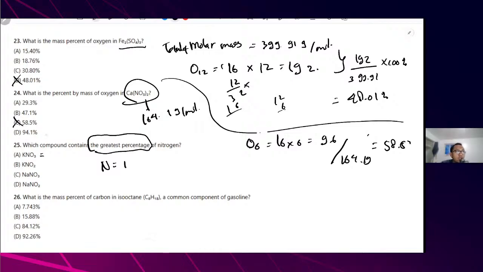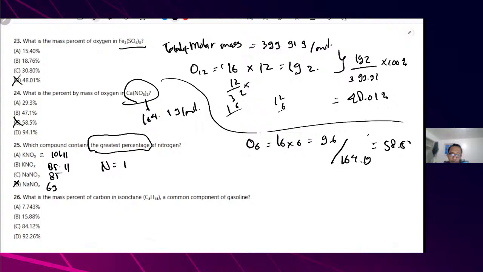For KNO3, the molar mass is 101.11, and then KNO2 is 85.11, and then NaNO3 is 85, and then the last one is 69. So which one is the lowest molar mass? The answer should be D.